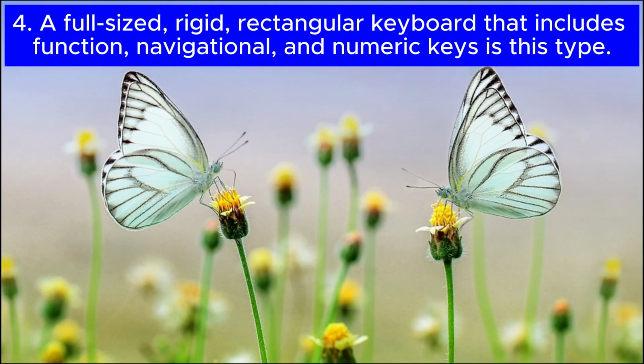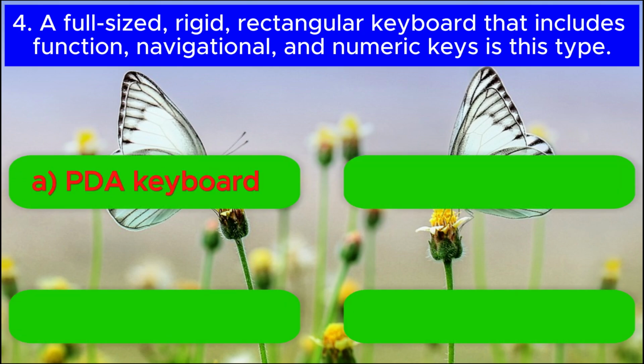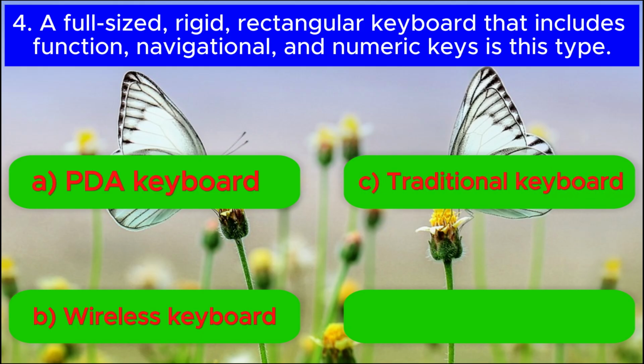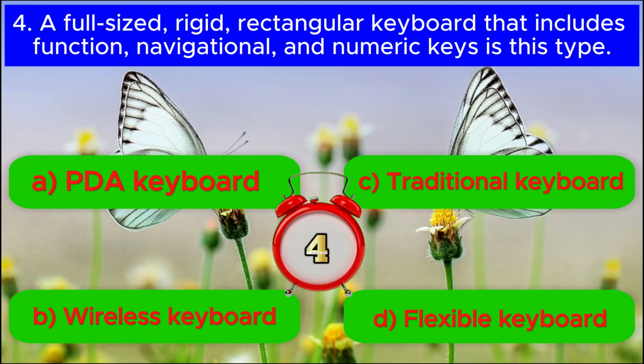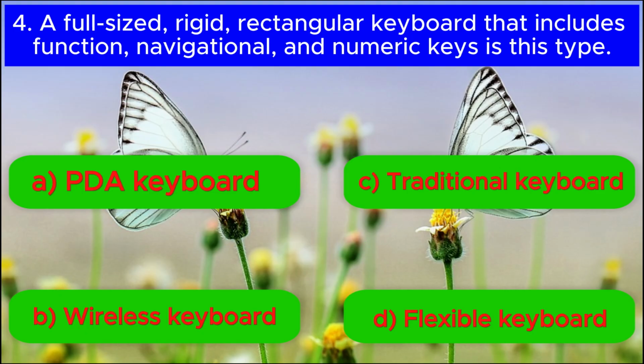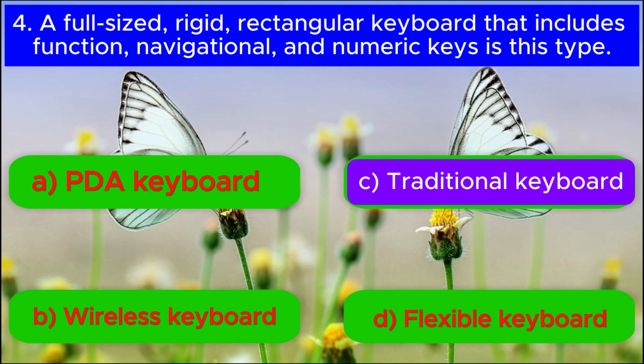4. A full-sized, rigid, rectangular keyboard that includes function, navigational, and numeric keys is this type? A. PDA keyboard. B. Wireless keyboard. C. Traditional keyboard. D. Flexible keyboard. And the correct answer is C. Traditional keyboard.